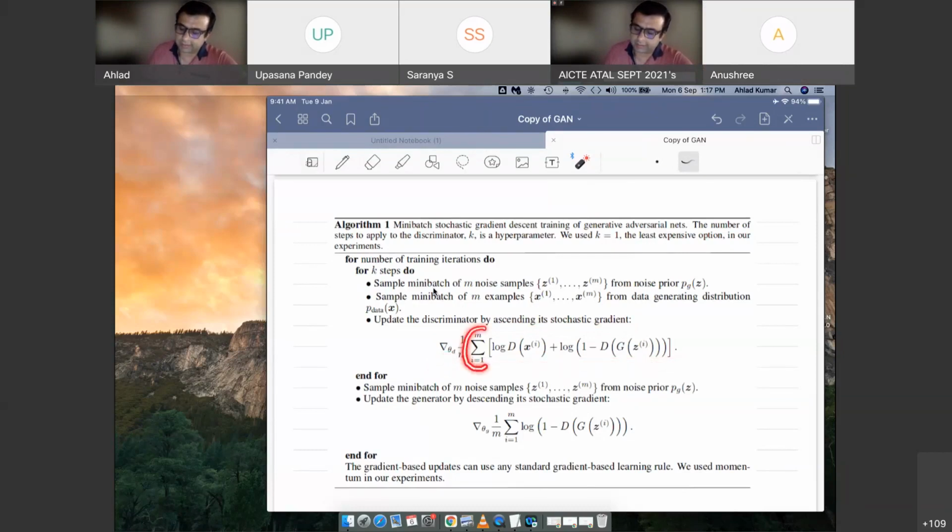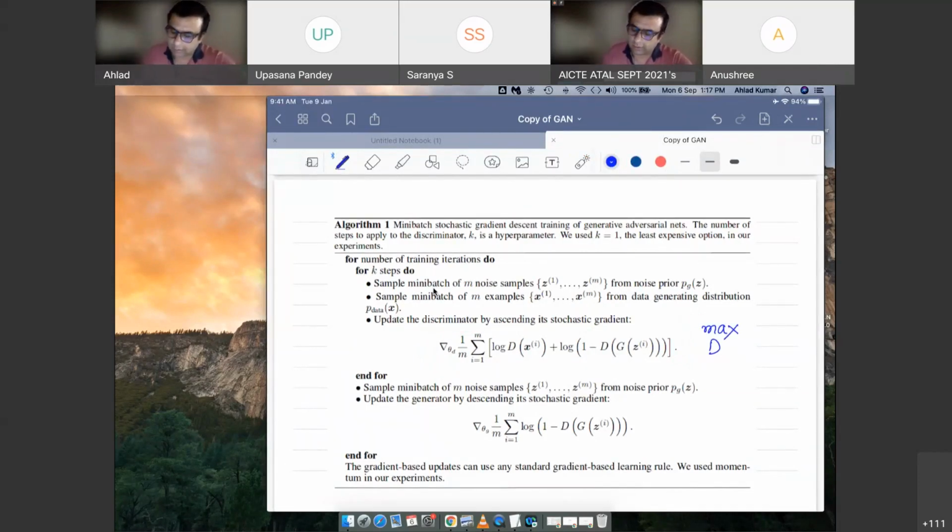And this summation is coming because of the expectation operator. So it's a Monte Carlo estimate of the expectation operator. So we are just taking the average. We are summing up till the M samples and dividing by the total number of samples. So here the important thing is you are ascending the stochastic gradient for training the discriminator. And why are we ascending? Because we are actually doing a maximization with respect to D. So we are trying to maximize the loss.